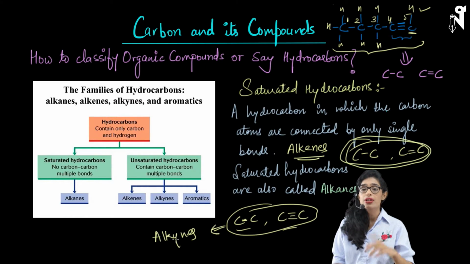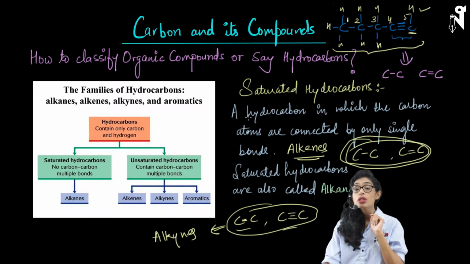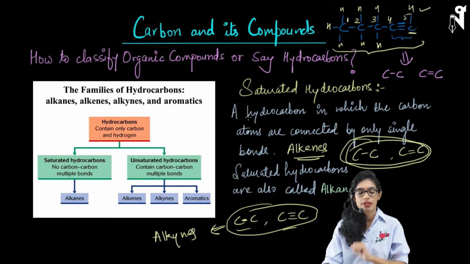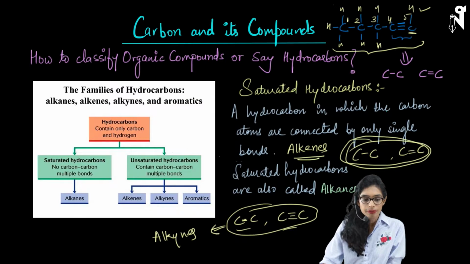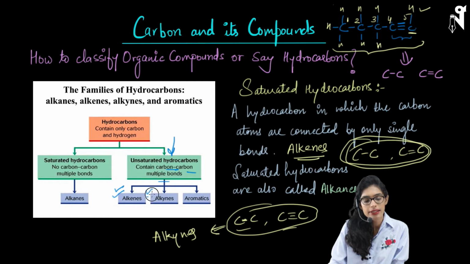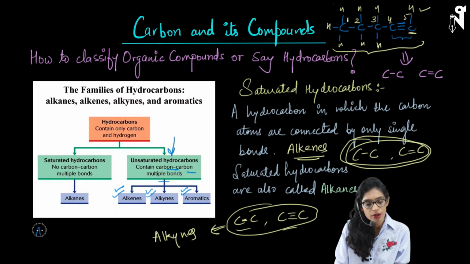And there comes a third category also, which is called aromatic compounds. So I'll tell you what are aromatic compounds, but right now the most important is division of saturated and unsaturated hydrocarbons in alkanes, alkenes, and alkynes. So look at the table again over here. So we have unsaturated hydrocarbons, the compounds which contain carbon-carbon multiple bonds, and we can further subcategorize it into alkenes, alkynes, and aromatics. Aromatics are nothing else but aromatic compounds.